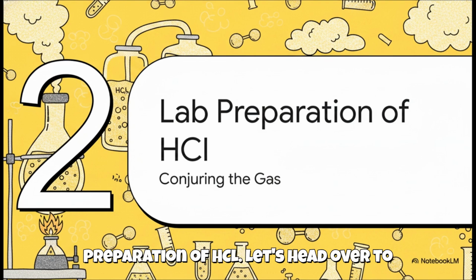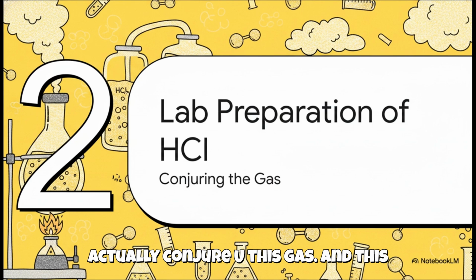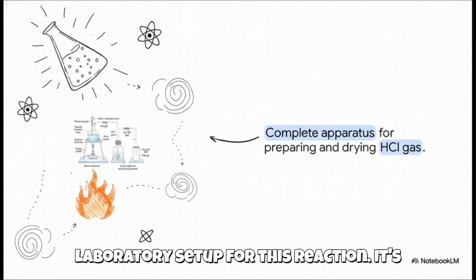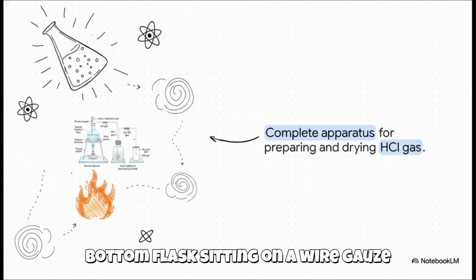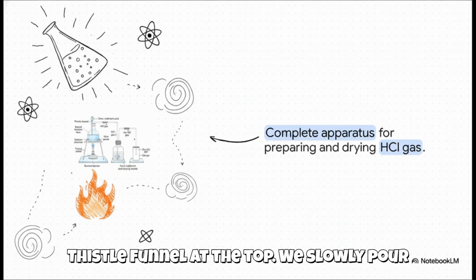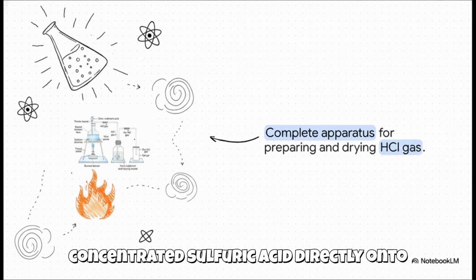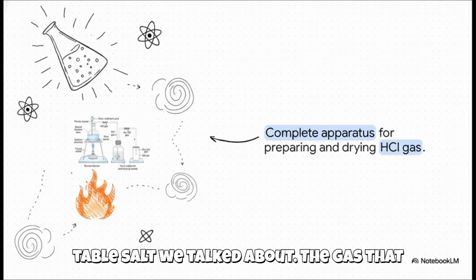Section 2. Lab preparation of HCl. Let's head over to the preparation station and see how we actually conjure up this gas. And this brilliantly illustrates the complete laboratory setup for this reaction. It's a classic arrangement. We have a round bottom flask sitting on a wire gauze right over a Bunsen burner. Through that thistle funnel at the top, we slowly pour concentrated sulphuric acid directly onto sodium chloride, again, just that common table salt we talked about.